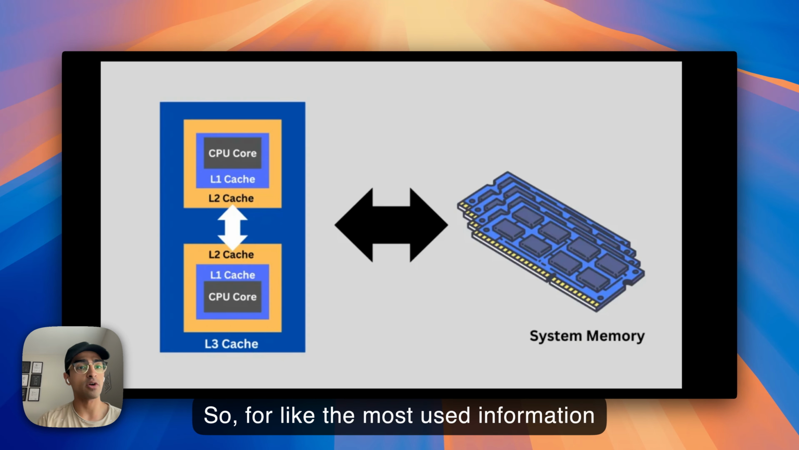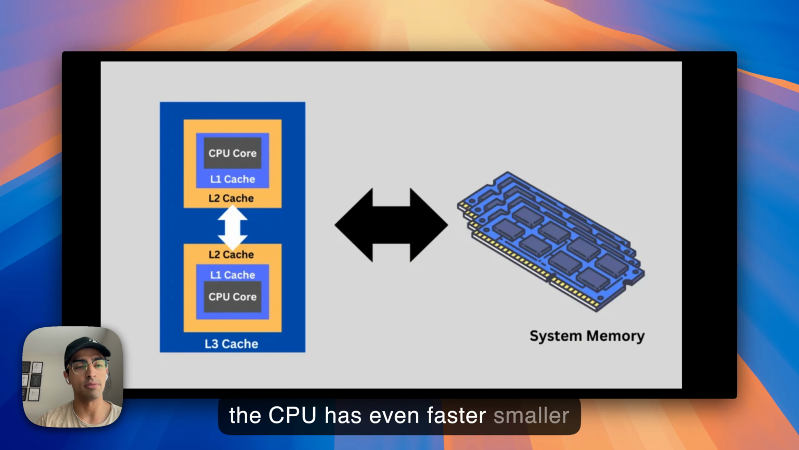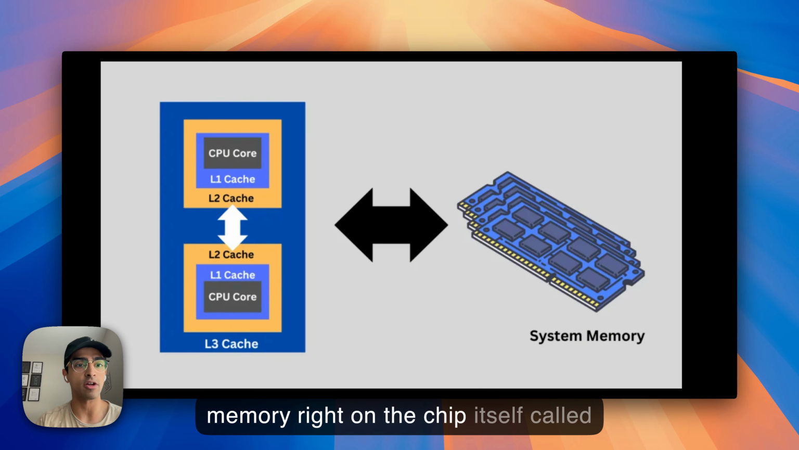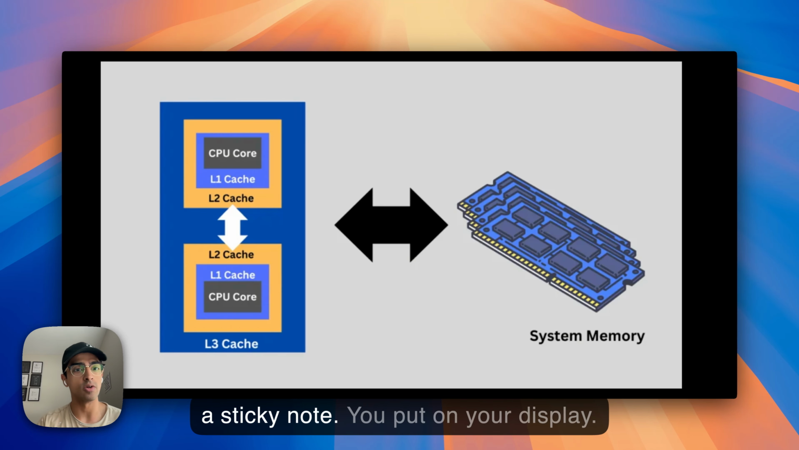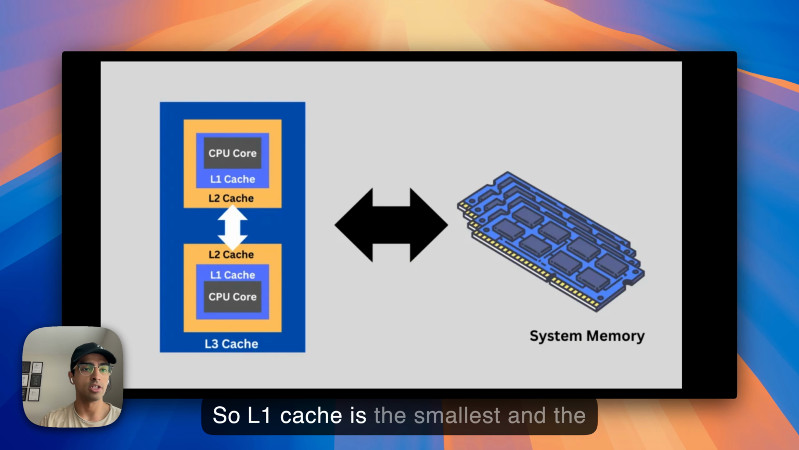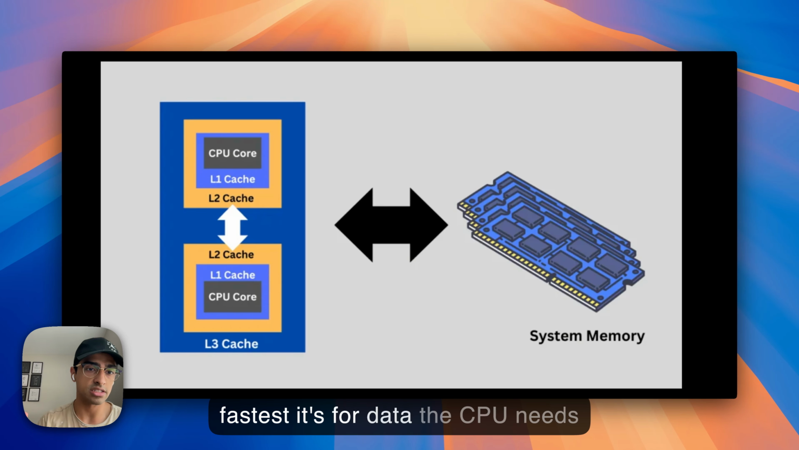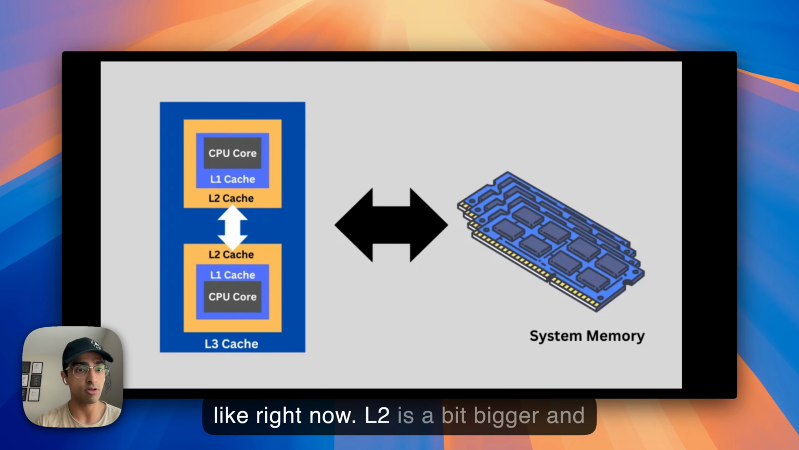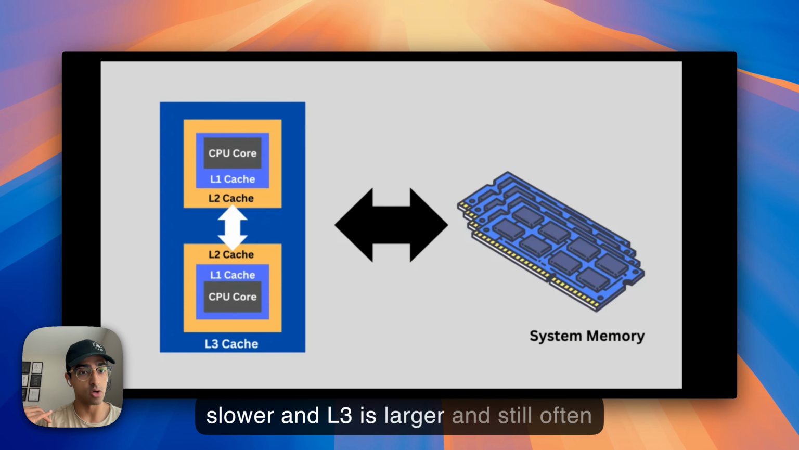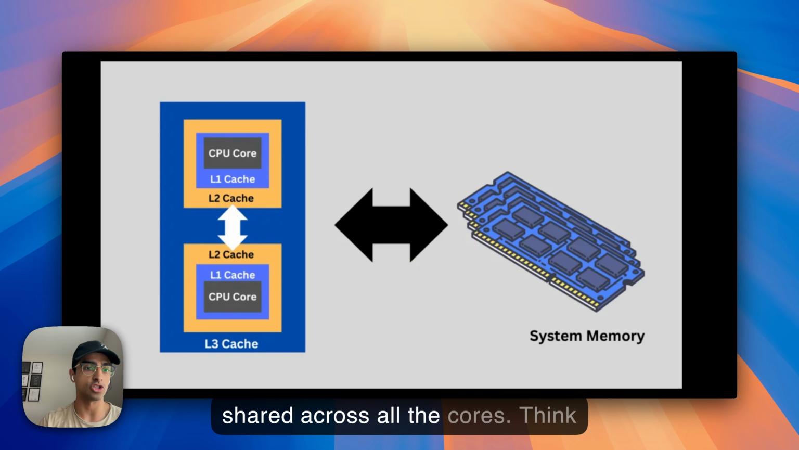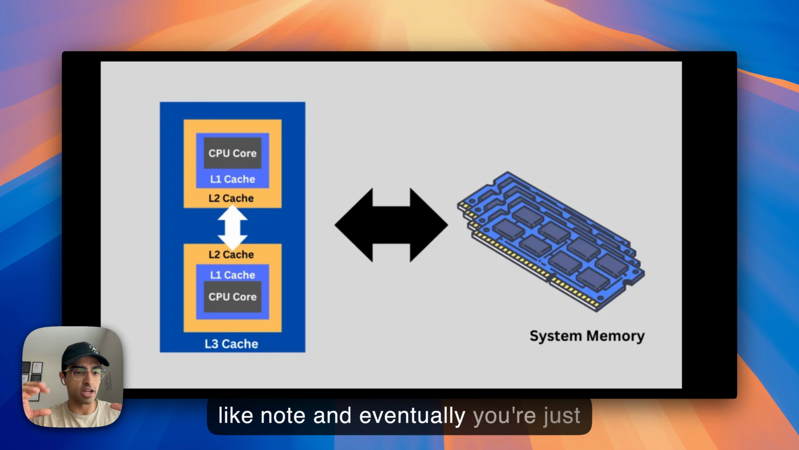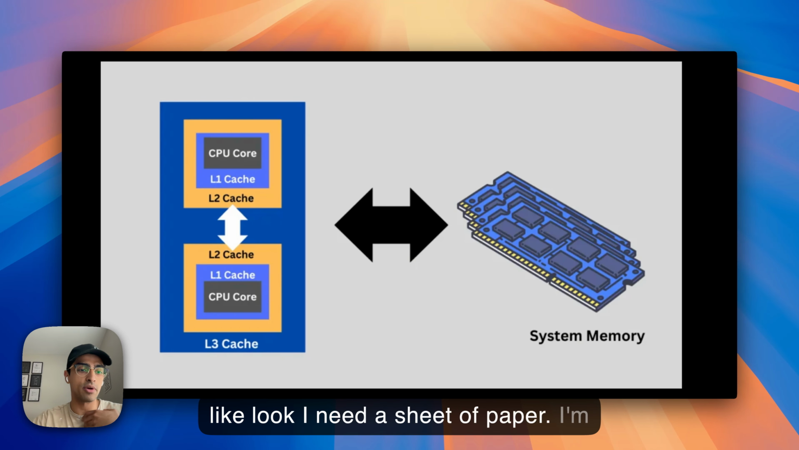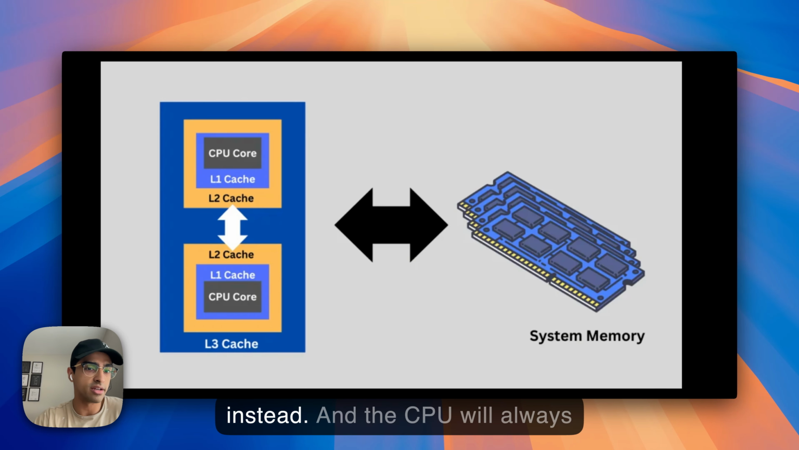So, for the most used information, the CPU has an even faster, smaller memory right on the chip itself, called a CPU cache. You can think of it like a sticky note you put on your display. So L1 cache is the smallest and the fastest. It's for data the CPU needs right now. L2 is a bit bigger and slower, and L3 is larger and still often shared across all the cores. Think about a bigger and bigger sticky note, and eventually you're just like, look, I need a sheet of paper. I'm going to throw that on the RAM instead.